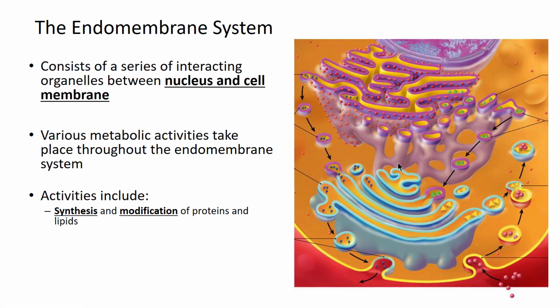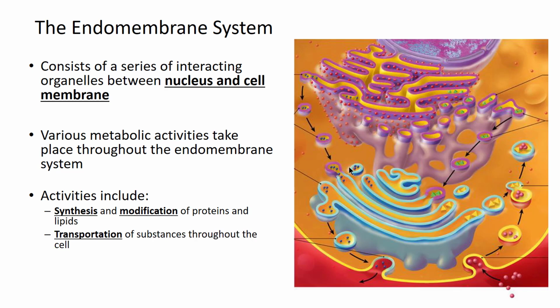But overall, what we end up with is a system that's designed for synthesizing and modifying. Kind of like a factory where you build something in its raw form, and then you modify it to get it into its final product form. Maybe that includes painting or sanding or cutting or labeling, adding things together. So you make something and you refine it and then you're ready to sell it. That's kind of how the cell works. You make things in a raw form and then you modify them into their final form.